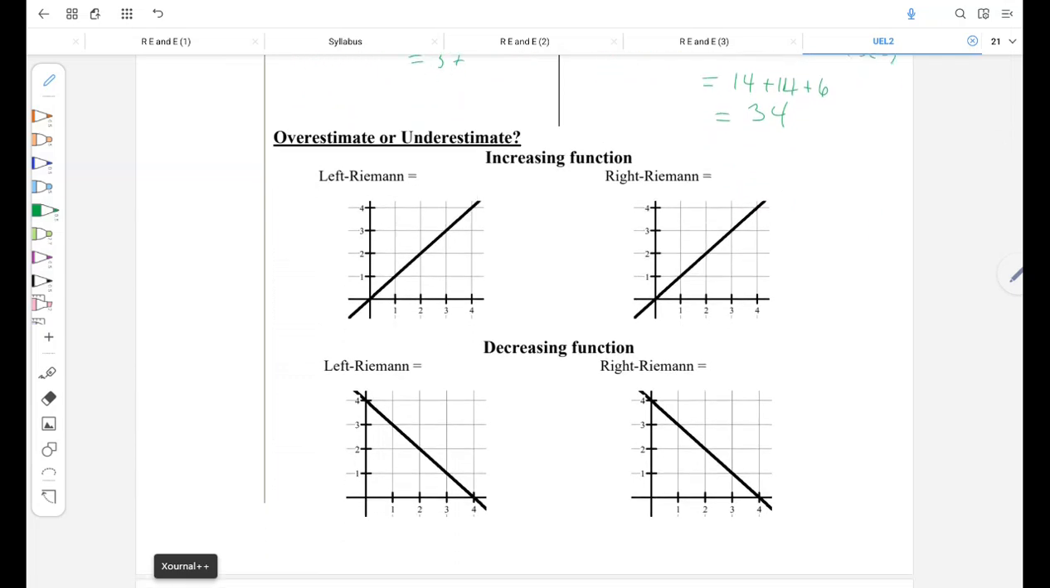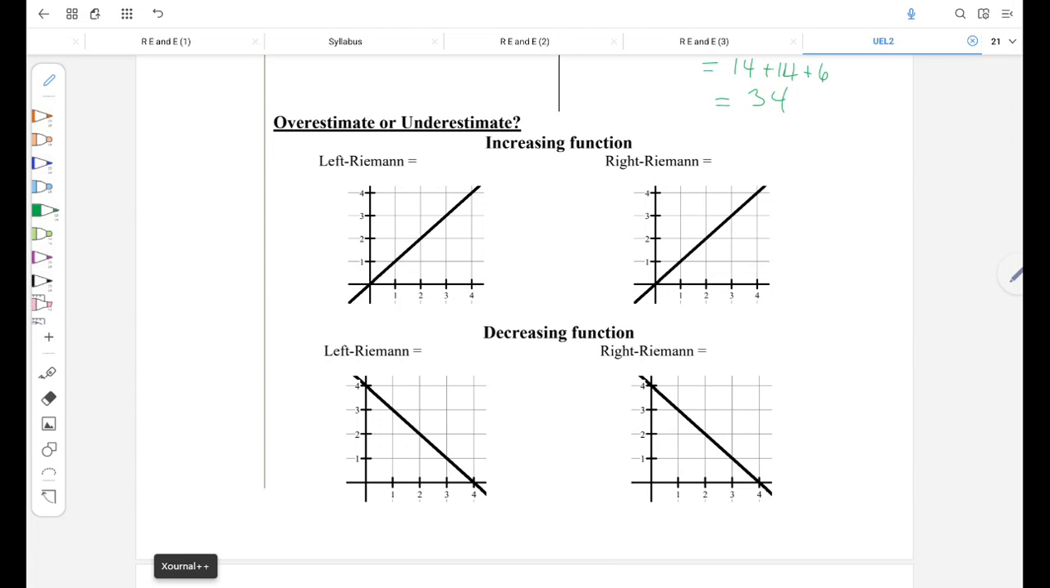It does turn out that when it comes to overestimate and underestimate, depending on which sum it is, you have to look for something different. For left and right, you look at increasing versus decreasing. Left and right are guaranteed to do something if your function is increasing, and guaranteed to do something if it's decreasing, and you can make a sketch and figure it out if you forget. If you have an increasing function, the best way to sketch that out is to draw just a straight diagonal line.